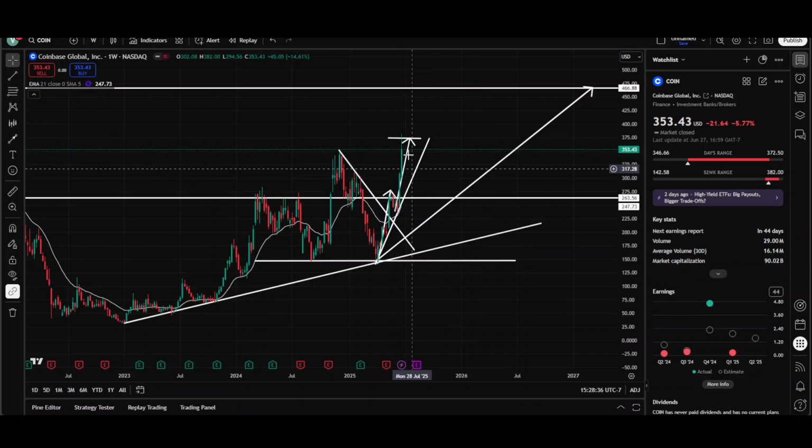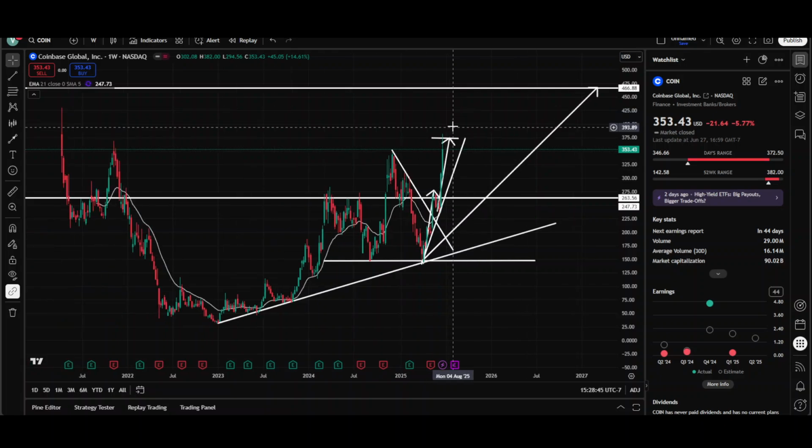Who knows how low, but I don't think this is going to be the permanent top for the trend. I still think we'll probably see a new high in the future. So that's all I have for Coinbase Global on the daily and weekly charts.